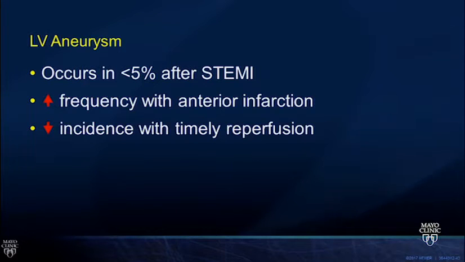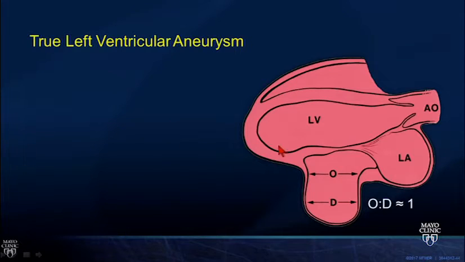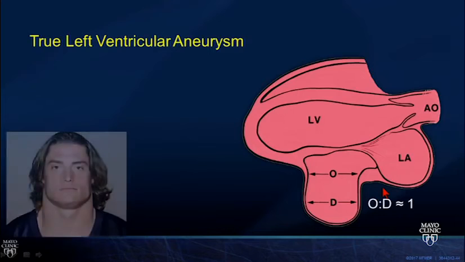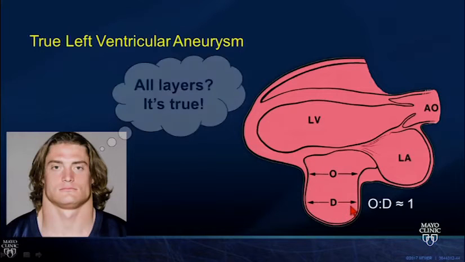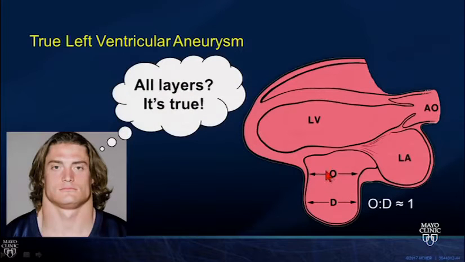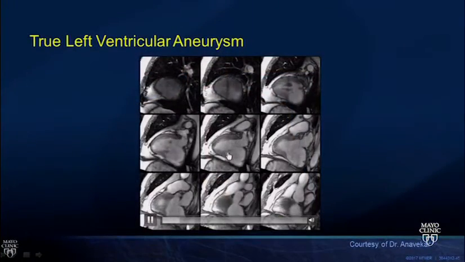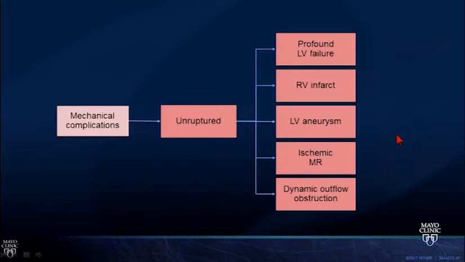timely reperfusion. Here we see one not involving the apex, but we know this is a true aneurysm because it involves all layers of the myocardium, and it has a broad-based neck. Okay, a broad-based neck involving all layers is a true aneurysm. These have very low rupture risk because they involve all layers of the myocardium. Here we see an MRI provided by Dr. Anna Vakar. Thank you so much, Nandan. And we see a true aneurysm involving all layers of the myocardium here with a broad-based neck.